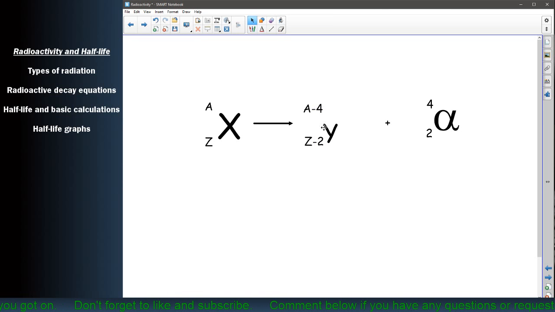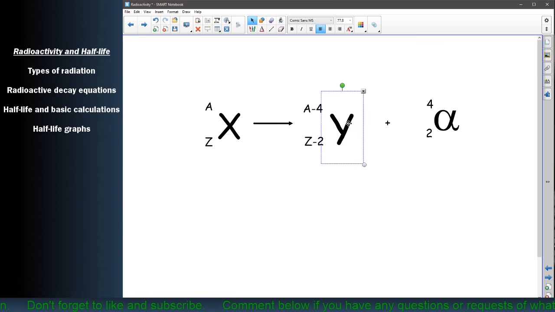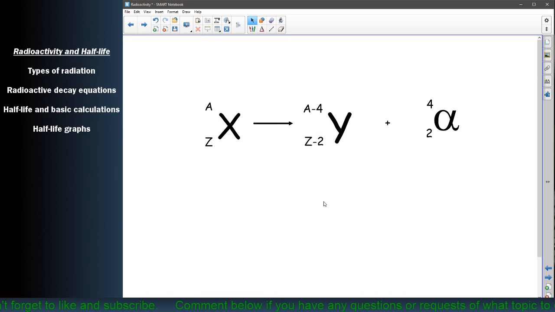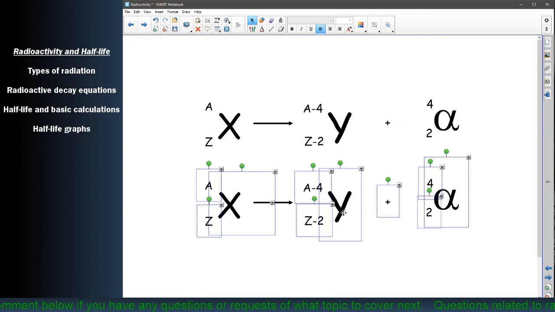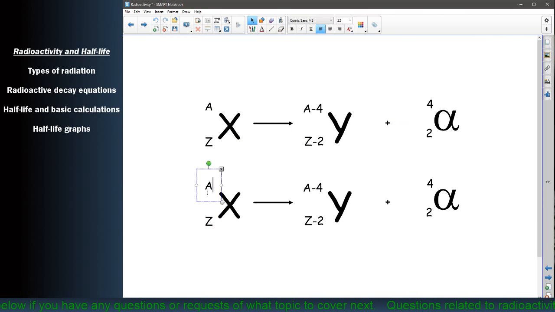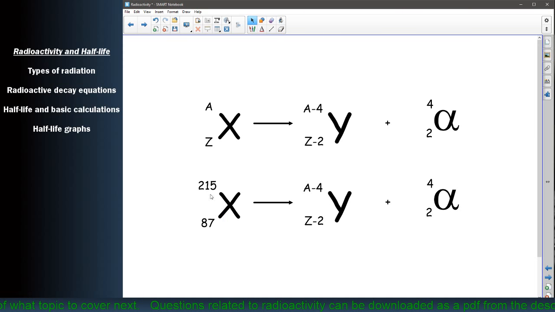So everybody loves a bit of algebra, and this is how it goes. Let's pop a couple of numbers in. Let's make up some imaginary stuff. I don't have any pre-prepped equations for this, so we're not going to use proper symbols. But let's say we have mass number 215 and atomic number 87. I haven't memorized my periodic table, so I don't know what number 87 is. But let's assume that this undergoes alpha decay. If it does, there's going to be an alpha particle produced, 4, 2, alpha.